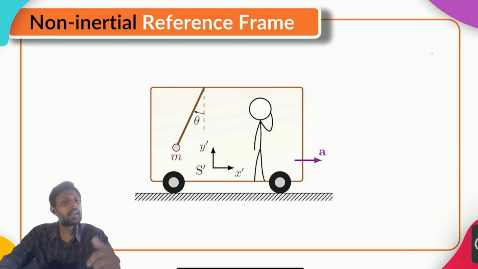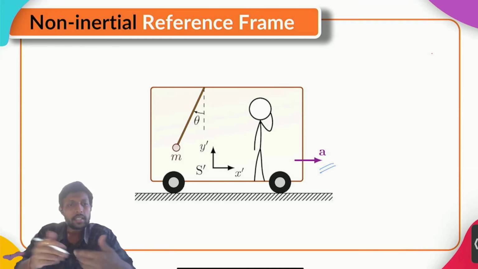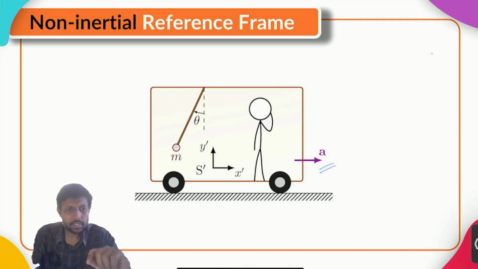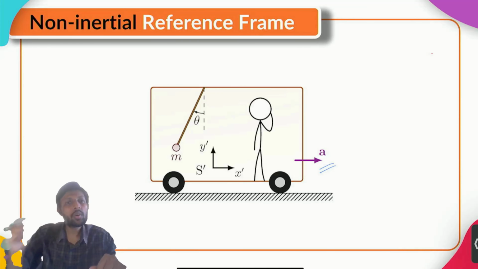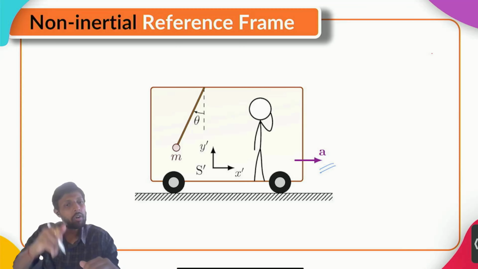As I said, a frame of reference which is accelerating. So here we have a vehicle which is accelerating. Let's say it has a constant acceleration. If this frame is accelerating, the boy inside it is also accelerating with the vehicle. So the vehicle is also a non-inertial reference frame. Or if you don't want to consider the vehicle, instead you consider the boy to be the reference, you can say the boy is also a non-inertial frame of reference.